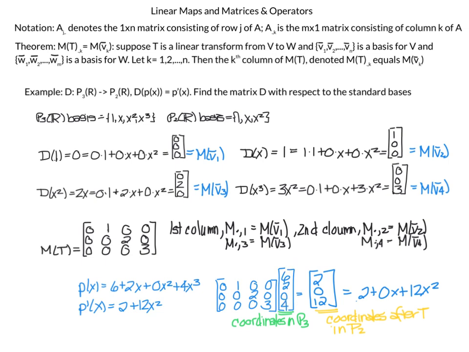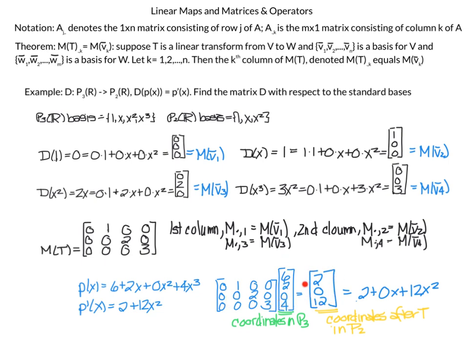When we do the matrix multiplication, this row times this column will give us 2 for our first coordinate. This second row times our column will give us 0 for our second coordinate, and the third row times our vector will give us 12 as our last coordinate.